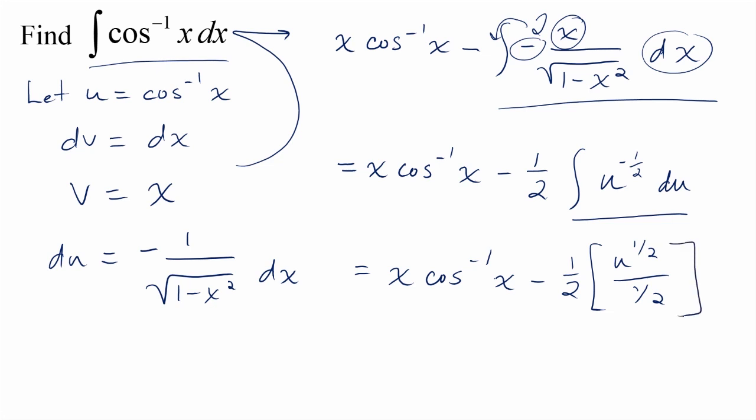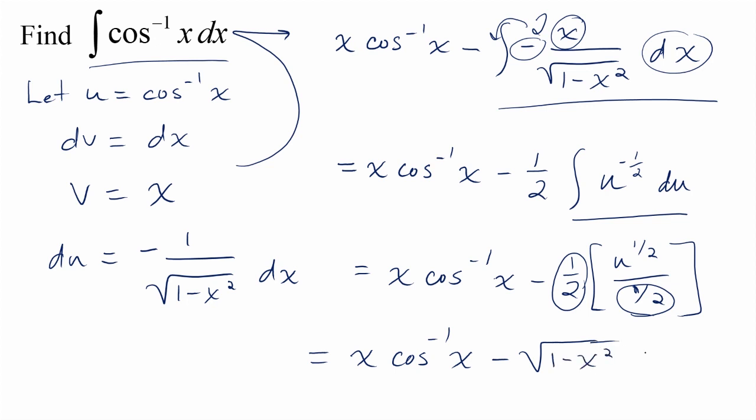And now notice what happens when we simplify. This 1/2 multiplied by 2, dividing by 1/2 is the same as multiplying by 2, would actually multiply by this 1/2, causing a factor of 1 to happen. So that leaves us with x times the inverse cosine of x minus, right now we are left with u to the 1/2 power, but now we're going to unsubstitute. Remember that u is the same thing as 1 minus x squared. So here we would have u to the 1/2, which is the same thing as the square root of 1 minus x squared. And then we have plus c, our constant at the end.